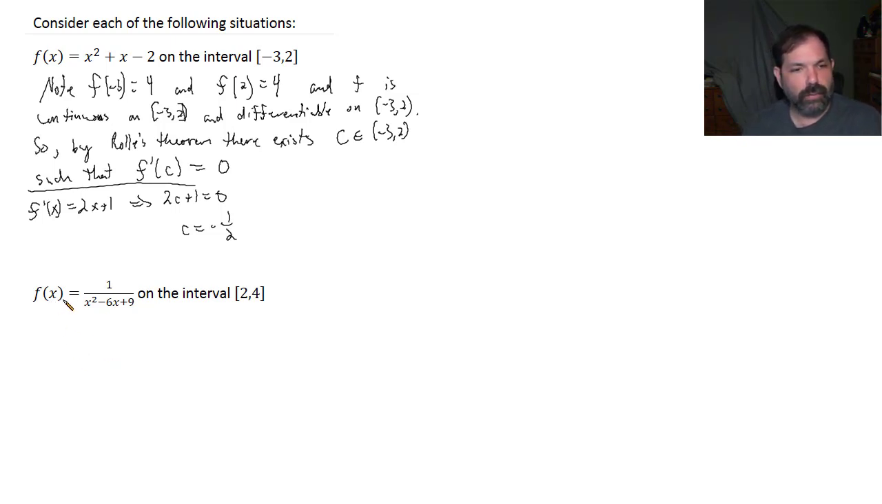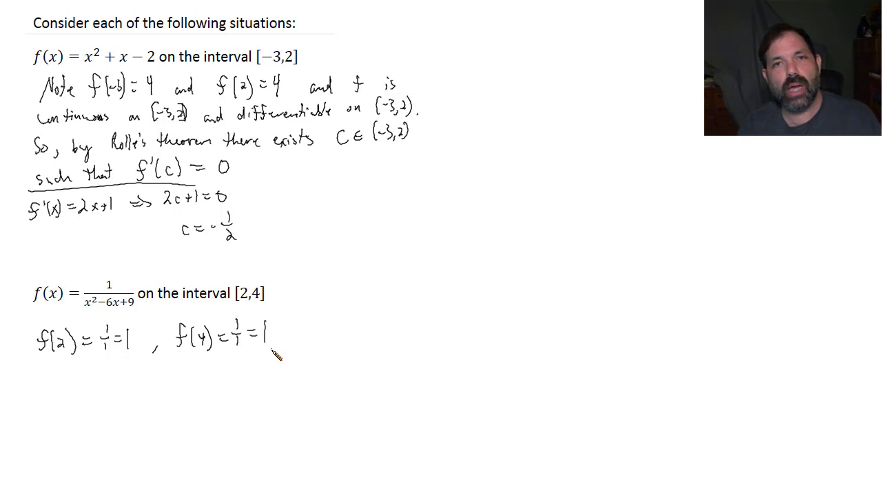Alright, so let's take a look at this. If f of x is 1 over x squared minus 6x plus 9 on that interval 2 to 4, you might say, okay, well, let's see. What's f of 2? No, 2 squared is 4. 4 plus 9 is 13. 13 minus 12 is 1, so that's 1 over 1. That's 1, okay. f of 2 is 1. f of 4, that's 16. 16 minus 24 is -8 plus 9. That's also 1 over 1, which is 1. So that's looking good.